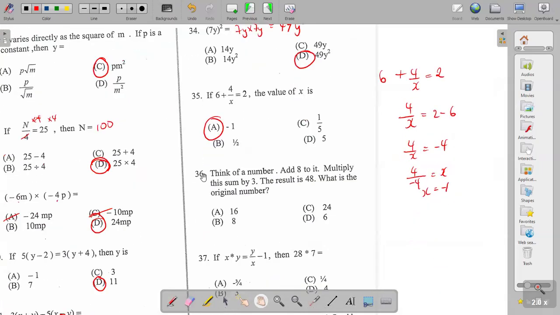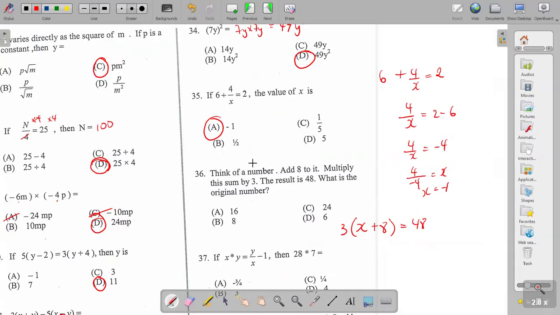All right. Think of a number. So that number would be x. Add 8 to it. Multiply this sum by 3. Because it's two things, you put a bracket, you put 3 outside. The result is 48. What is the original number?